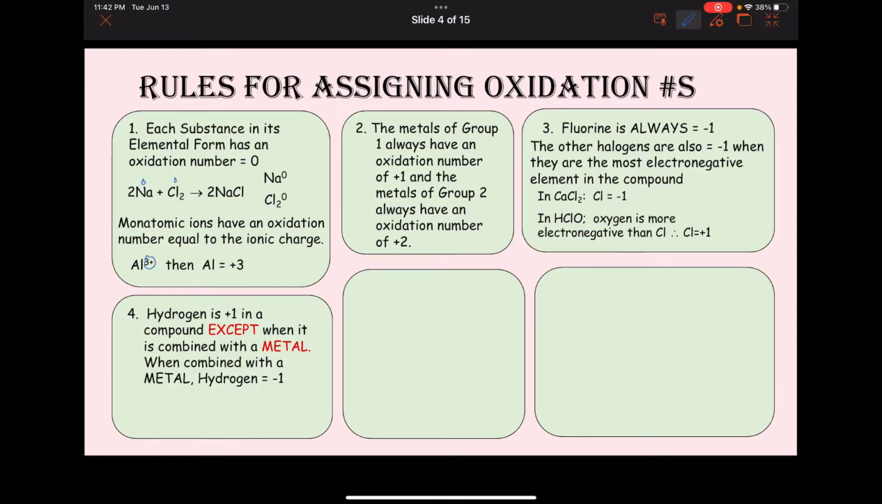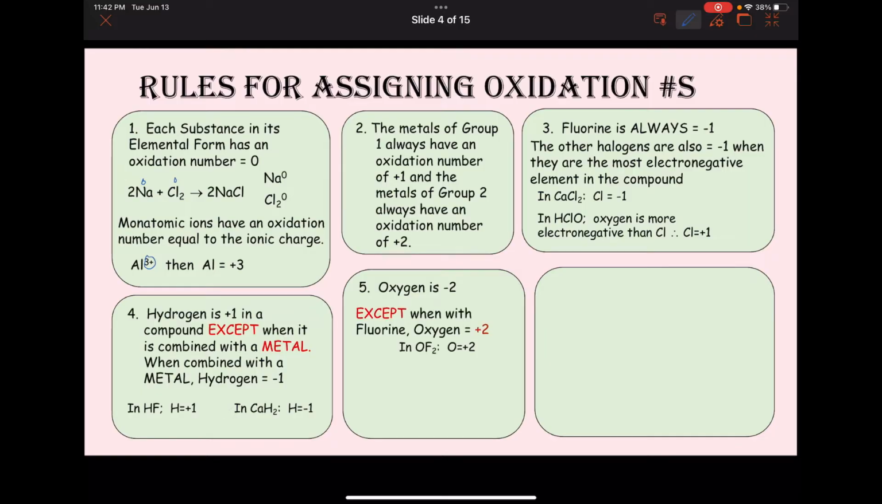Hydrogen is always going to be +1, except whenever we combine hydrogen with a metal. When hydrogen is combined with a metal, its oxidation state is going to be -1. So for example, in HF, hydrogen is +1 because fluorine is a non-metal. But when we combine hydrogen with calcium, which is a metal, the oxidation state is going to be -1.